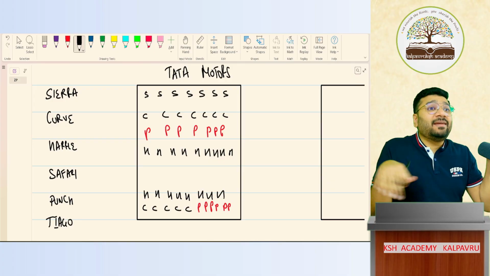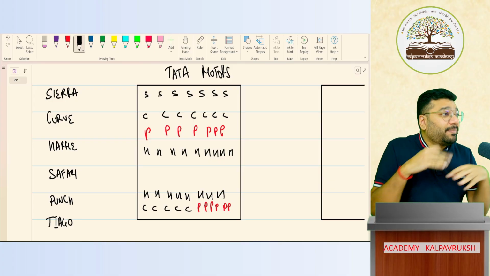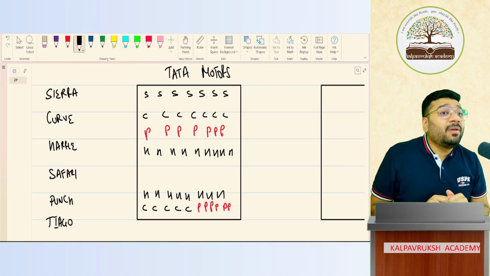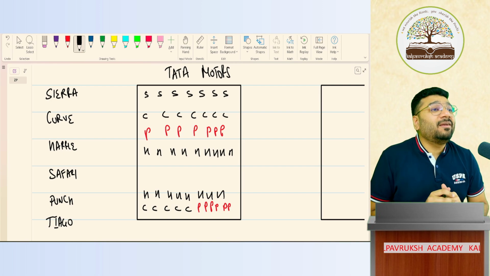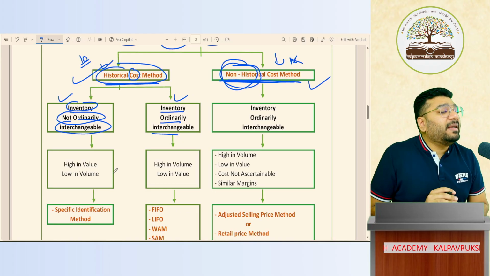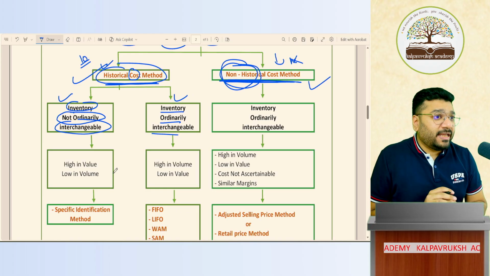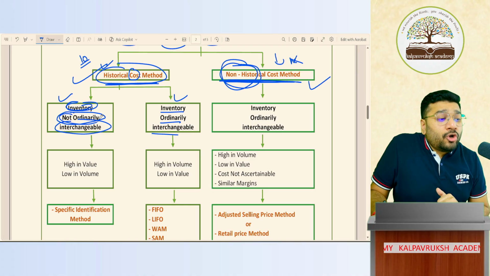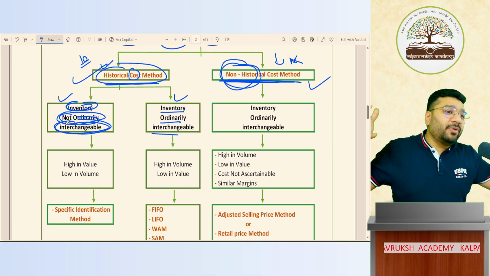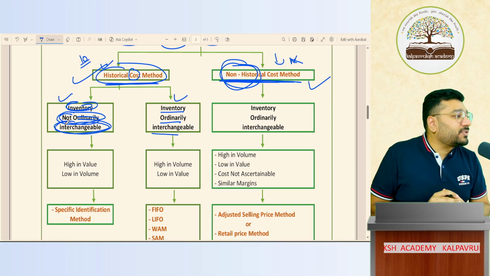Even though I've interchanged and kept everything, I've mixed matched and kept everything, will you be in a position to separately identify them? Possible, not possible? 100% possible. If the inventory is of such items or such nature, we call that inventory not ordinarily interchangeable. நீ என்ன மிக்ஸ் மேட்ச் பண்ணி வச்சா கூட என்னால பிரிக்க முடியும். So you cannot get confused. Got it, not got it?